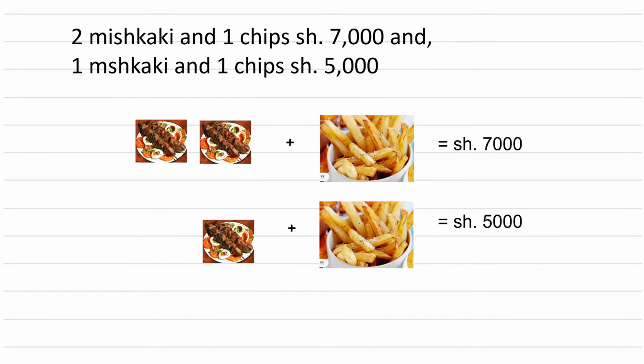So we could write all those words in terms of equations. I've got 2 mishkaki and 1 portion of chips. So I could say 2m plus 1 chips equals 7,000. And I could write that 1 mishkaki plus 1 chip is equal to 5,000. Then I will try to solve these 2 simultaneously in order to find the price of 1 mishkaki and the price of 1 chips, okay?